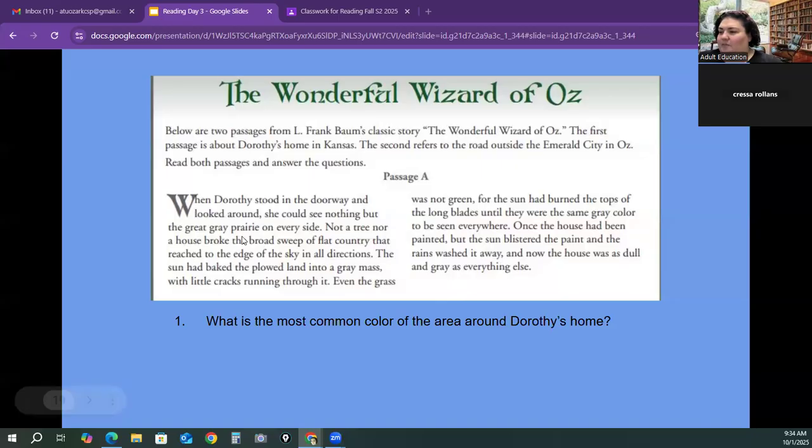Gray. The prairie was gray. The land was just a big gray mass. The house was gray. The grass was gray. So that's the most common color. Does that sound like a very pleasant place? Well, to me, it doesn't. Gray is not really known as a pleasant color. It's kind of dull and drab.